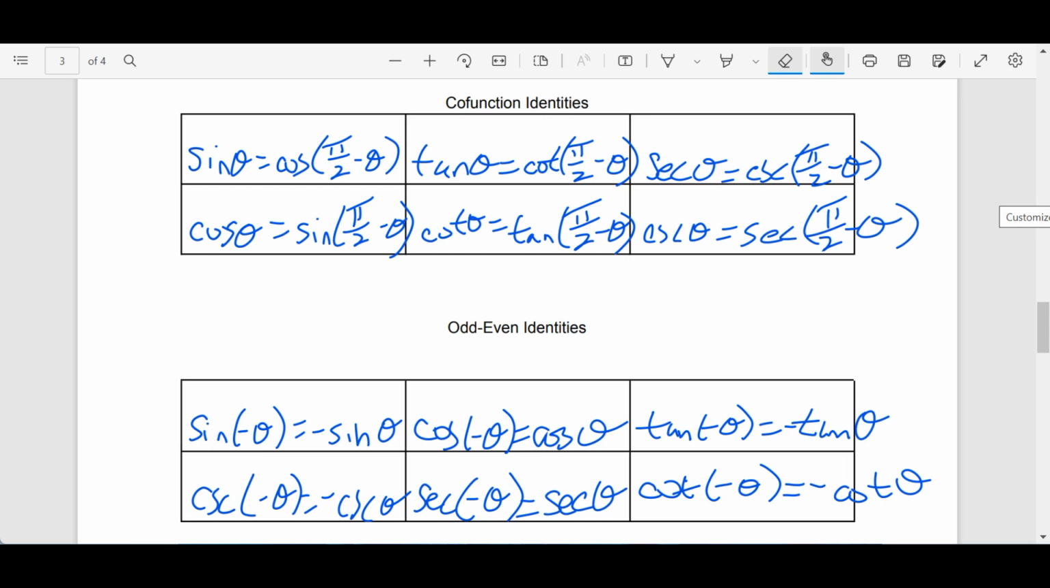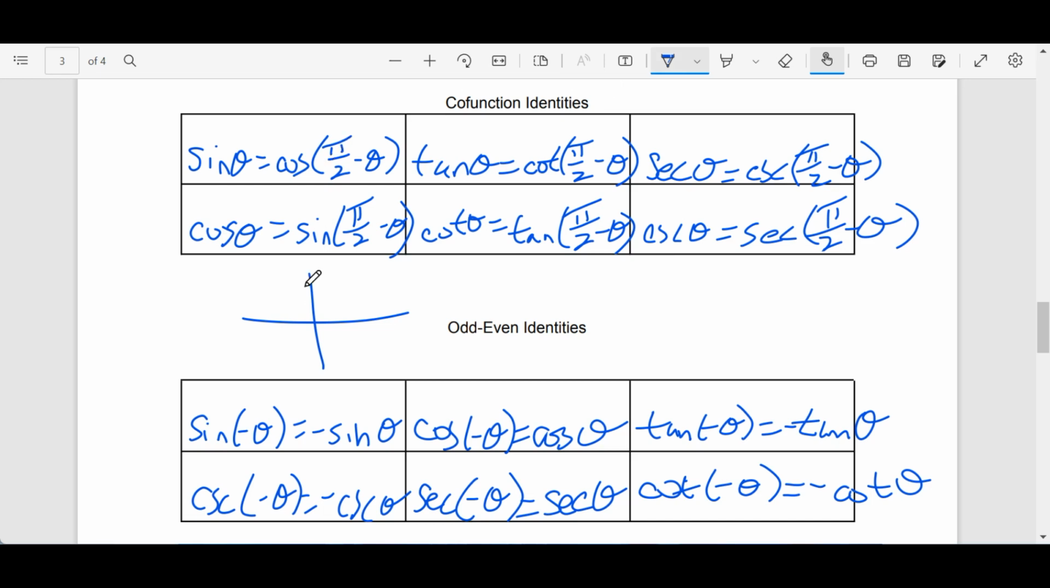So your next set of identities that you need to know are the cofunction and odd and even identities. I'm going to show you also why I did not make these up. So let's focus just on the top left cofunction identity up here, with sine theta equal to cosine of pi over 2 minus theta. So no matter where you're at on your unit circle, let's say I drew a unit circle, just a makeshift one.